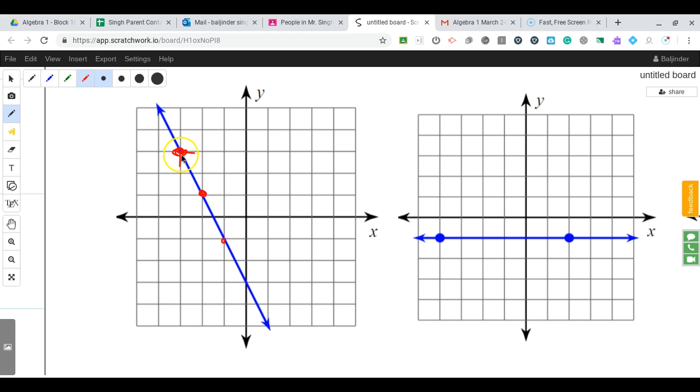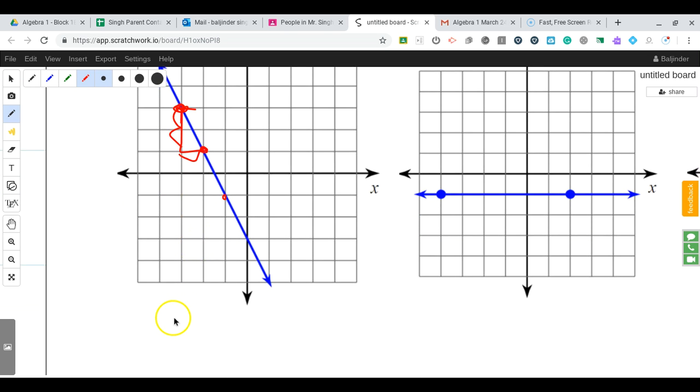We know it's a negative slope, so if I start here and I go down, I can calculate the slope. I went down 2 units, and I went right 2 units. So the slope for this line, we're using the letter M to represent slope, is down 2 over 1. So negative 2 over 1, which is basically negative 2.